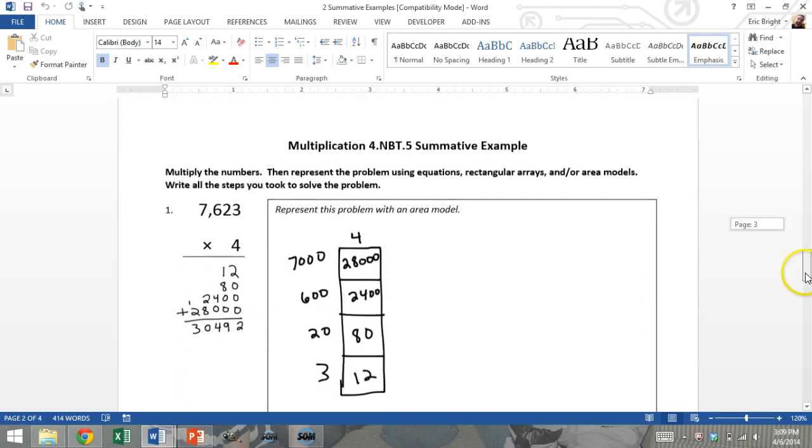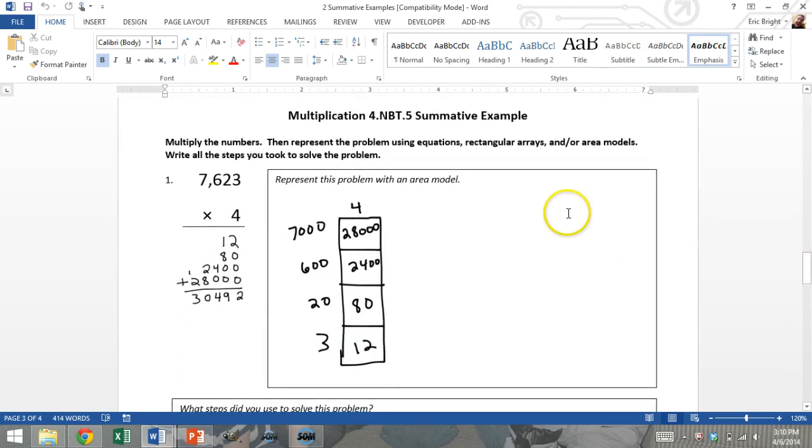Coming down to our 4th grade example, here's a number sense one, where we're just multiplying. Okay, so can we multiply? First of all, here's my standard multiplication algorithm right here that the student would hopefully show. And then, can you represent this with an area model?